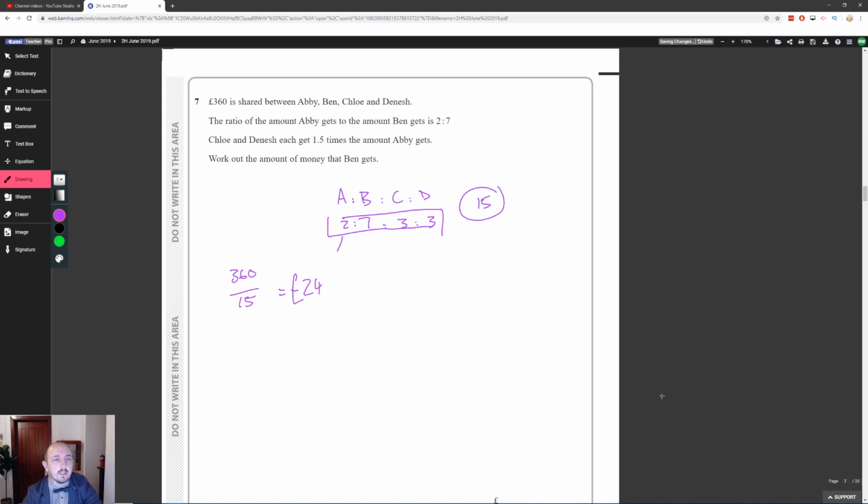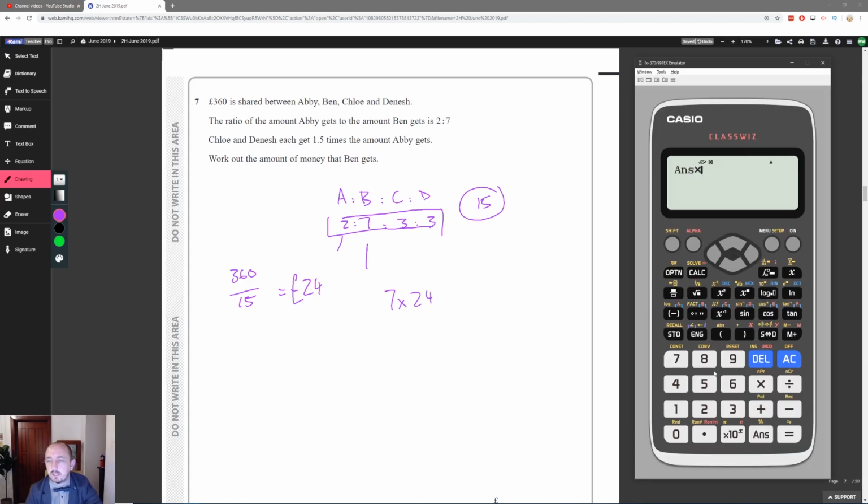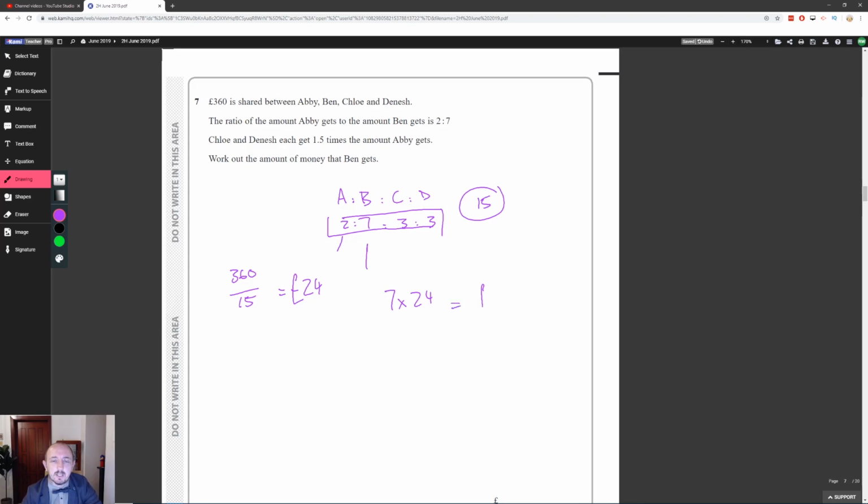And who do we have to work out? Ben. So Ben is 7 there. So 7 times £24 is 168. So he gets £168 there.